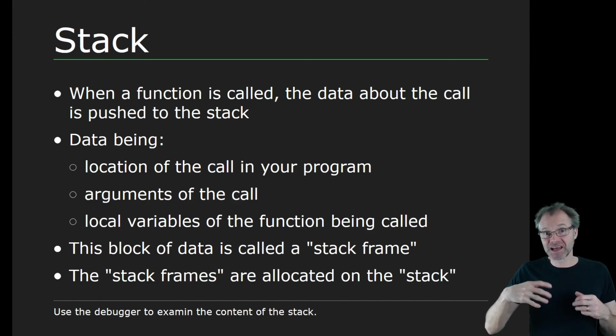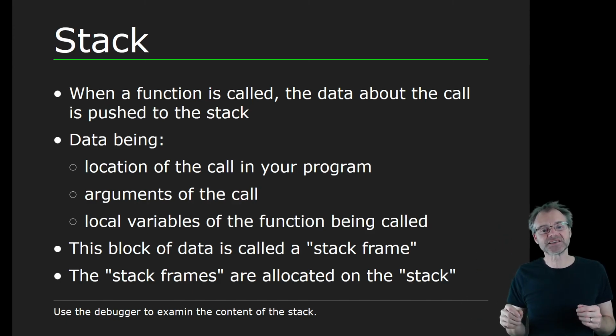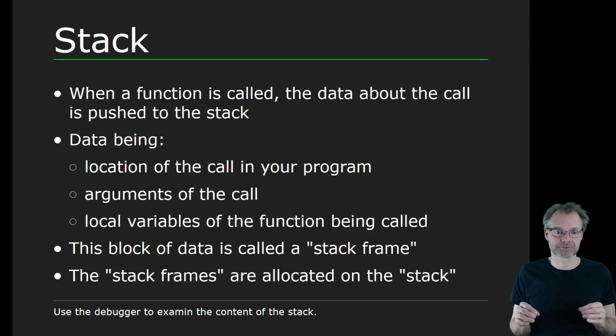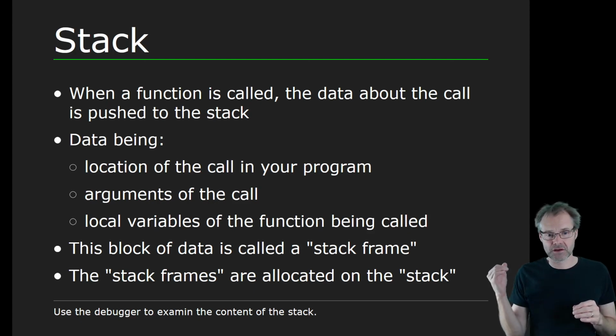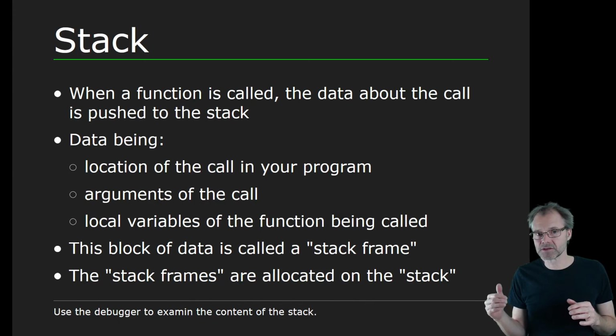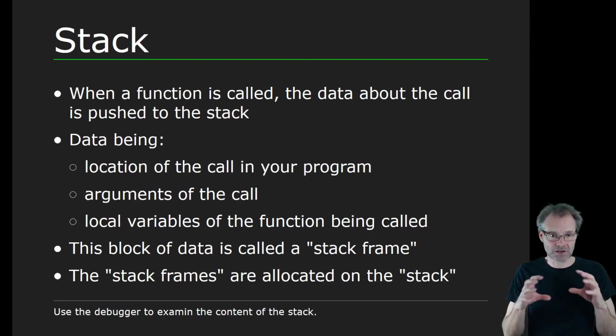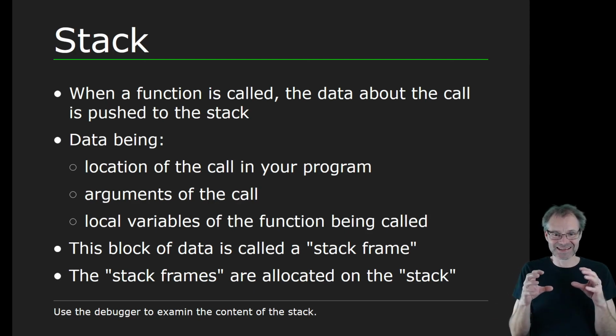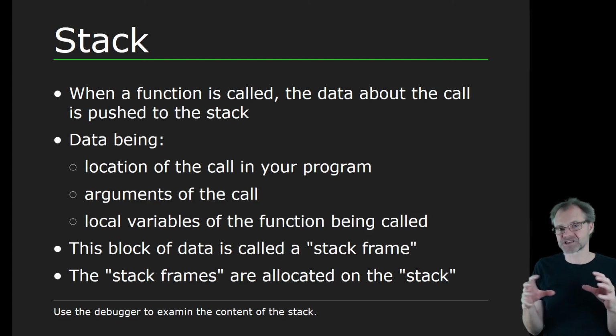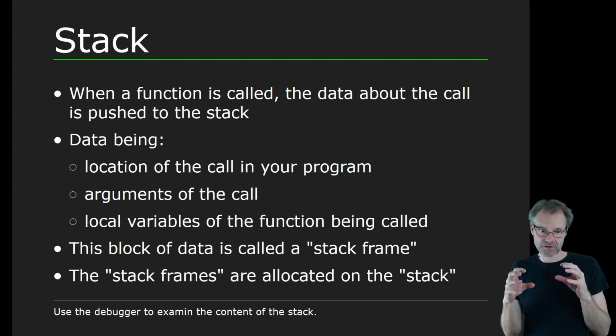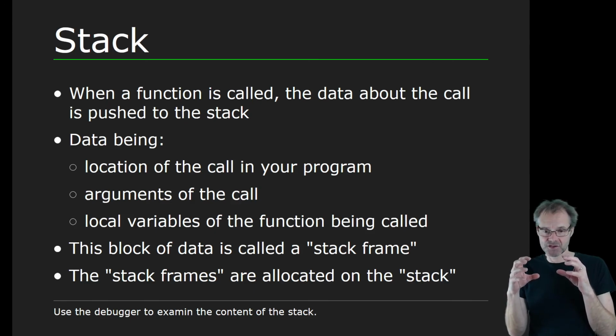And it generally relates to functions like this. When we call a function, the data about that call is pushed to the stack. The data will be the location of the call in your program, the arguments of the call, and the local variables of the function being called. All this put together is a block of data, and this is called a stack frame. This is the stack frame for the current execution of this particular function.